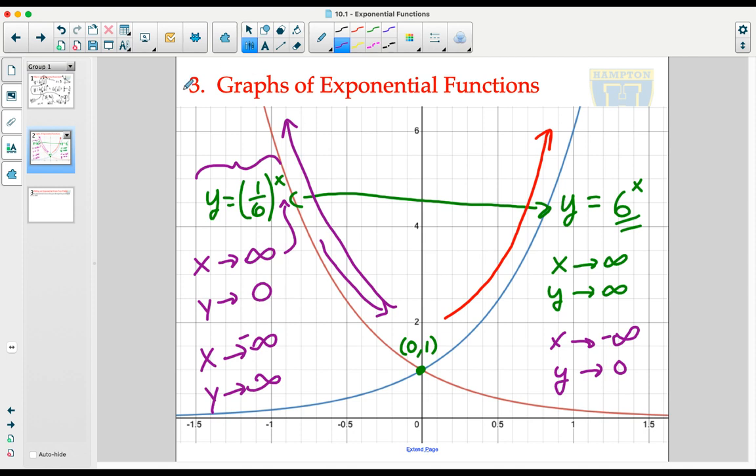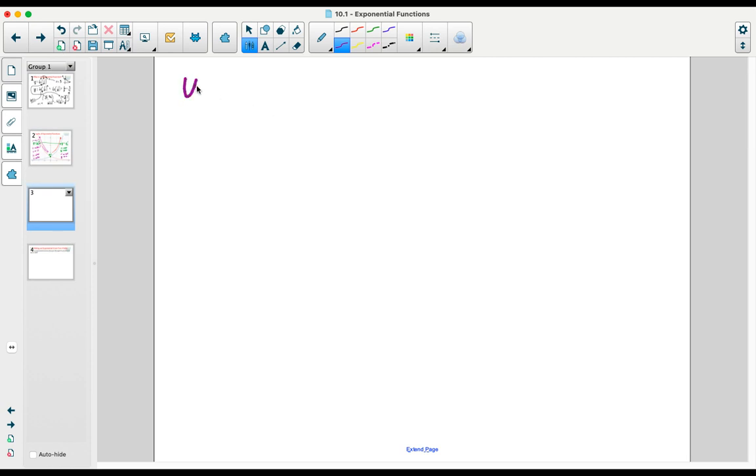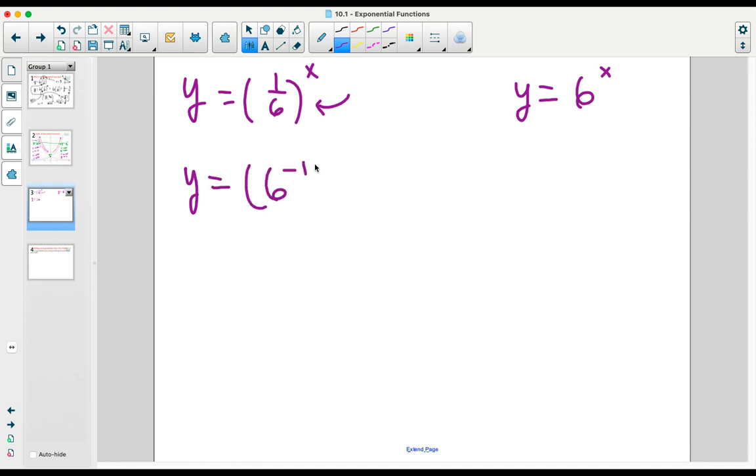So the question becomes, why does this happen? Why do these two functions have this relationship where they are reflections of one another over the y-axis? The easiest way to see it is to remind yourself of what it means to be a reciprocal. One of the defining characteristics of a reciprocal, which is what we have here, 1/6 in this exponential equation, is that you can write that number raised to the -1 power.